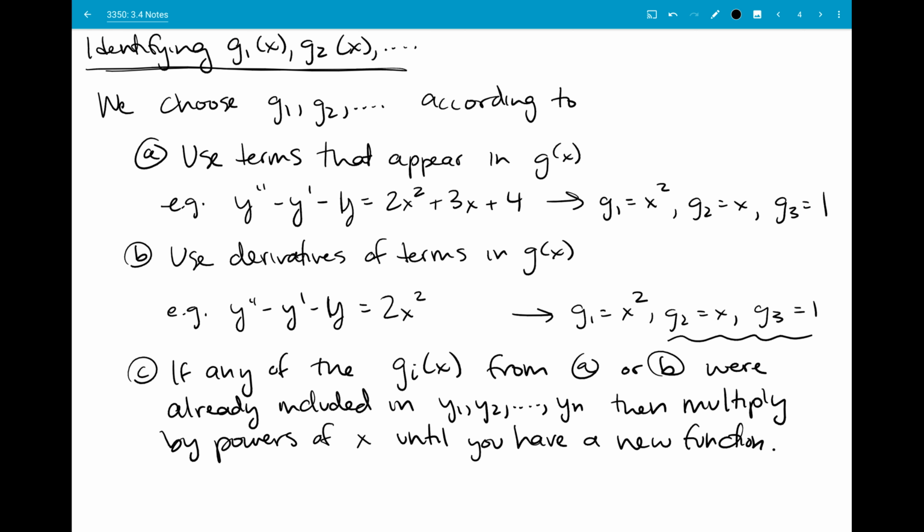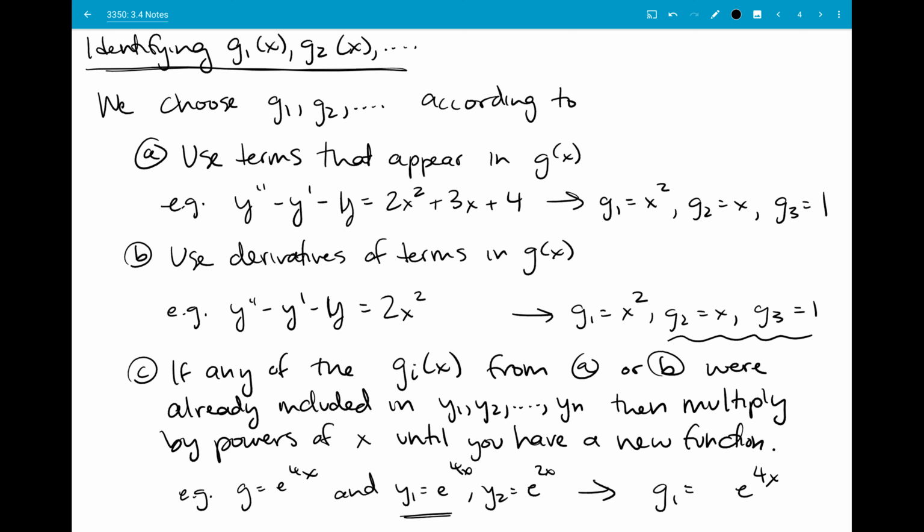So for example, if we had G equal to e to the 4x and y1 equal to e to the 4x, y2 equal to e to the 2x, then what we would say is that G1, using our first rule, would be e to the 4x, but e to the 4x was already in our fundamental solution set, so I would say, okay, I better multiply by a power of x. We're going to see that in the next example that we do.